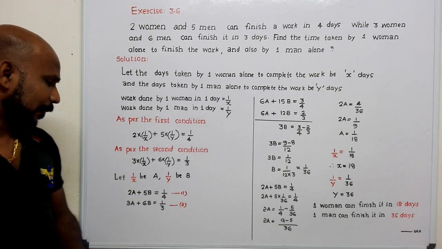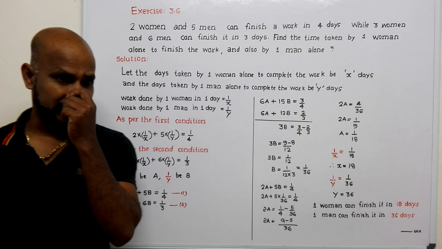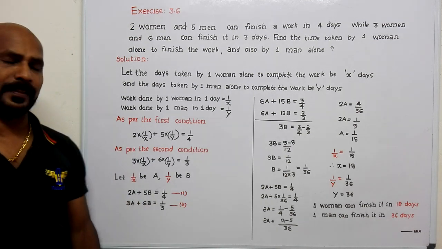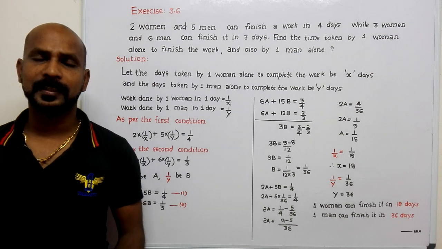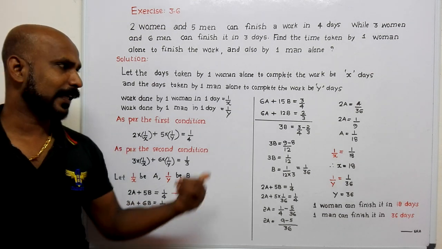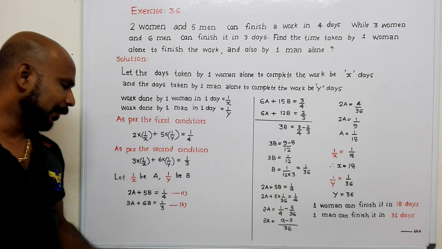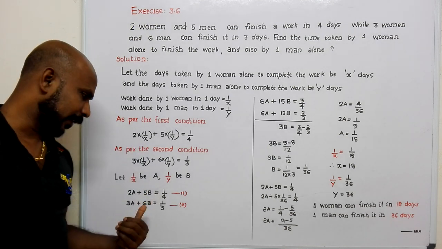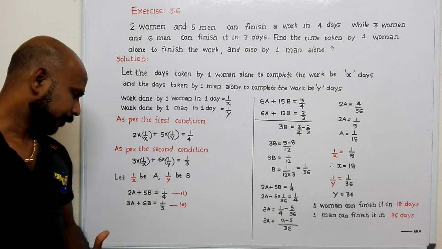Then we will think about the simplification or solution, how to find out. We got linear equations here. When we get linear equations, we can apply substitution, elimination or cross multiplication method. Here I use the elimination method. In the elimination method, the coefficient of any one of the variables will be made equal.